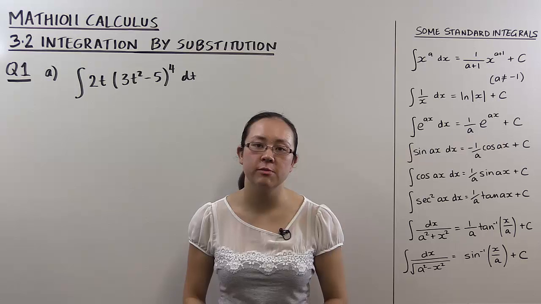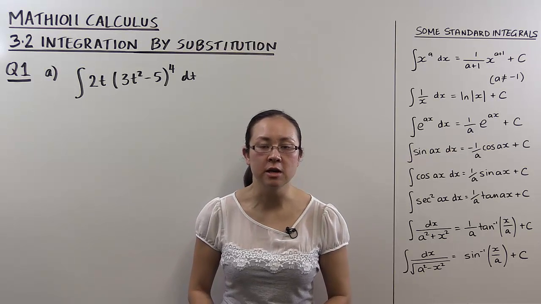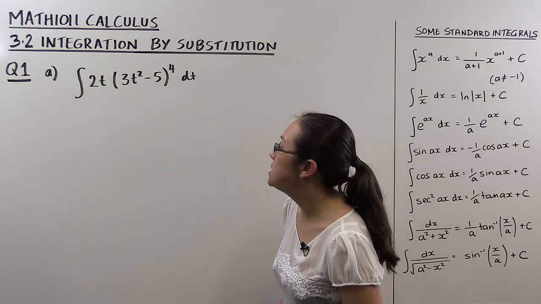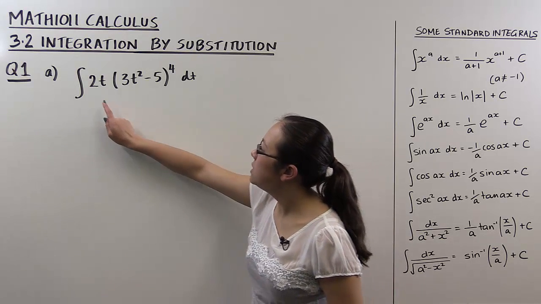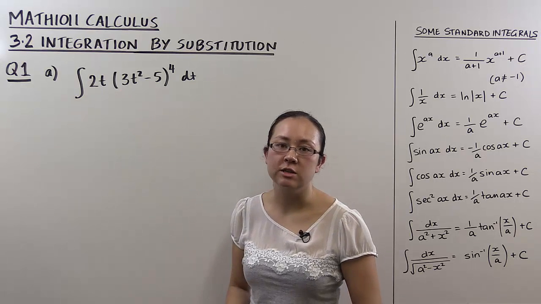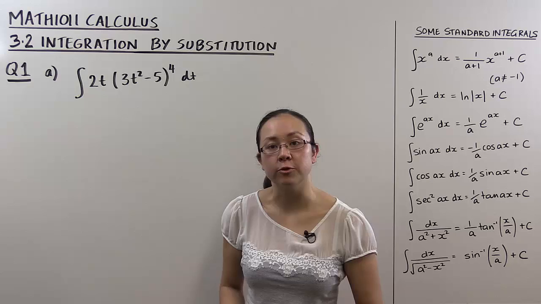Today I'm working through some of the Math 1011 calculus questions from the section on integration by substitution. So the first question is asking us to find the indefinite integral of 2t multiplied by (3t squared minus 5), all to the power of 4.